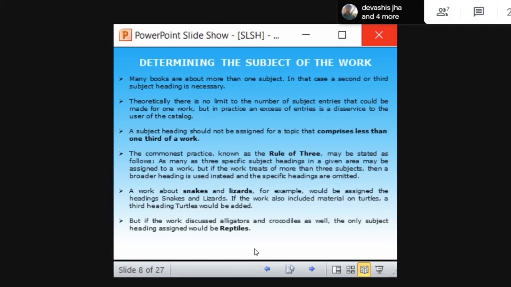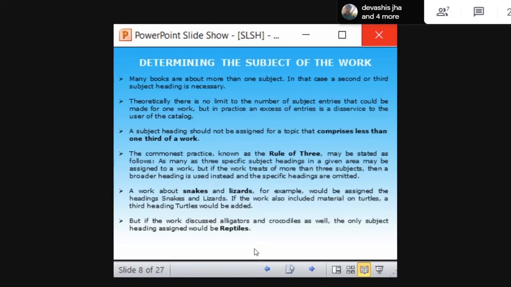Regarding the number of subject entries that could be made for one work, in practice, excess entries are not advisable. If you are adding more than 5 to 6 entries, it is not advisable. It will confuse the user. It is good to restrict to 2 to 3 headings, not more than that. So a subject heading should not be assigned for a topic that comprises less than 1/3 of the work.